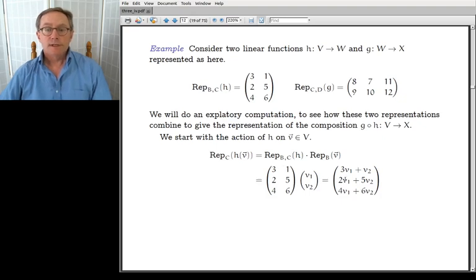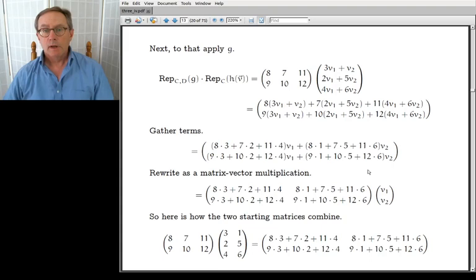So this is how you figure out h of v, h of little v. And now the next thing I'm going to do is take g of this, 8, 7, 11, 9, 10, 12 of this. So here we go. I didn't make it all fit on that slide. I had to go on the next slide. So here we go. I'm taking g of what was on the previous slide. So 8, 7, 11, 9, 10, 12.